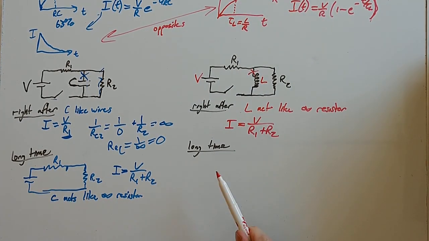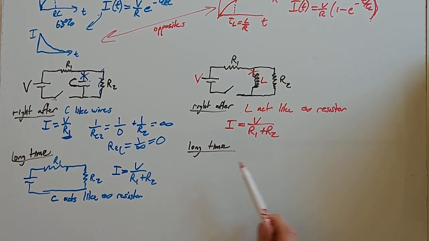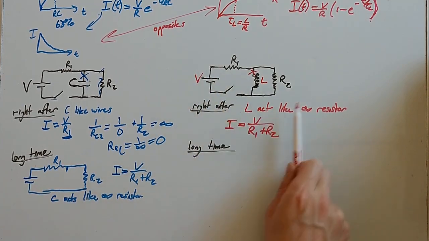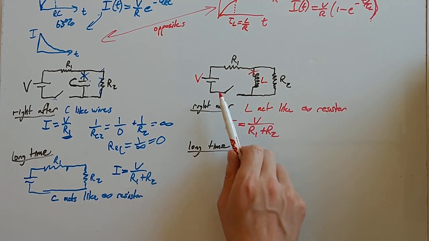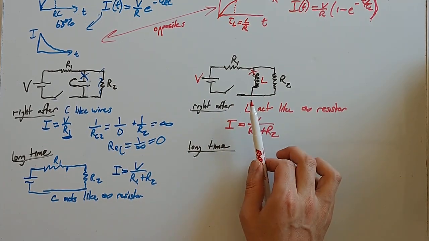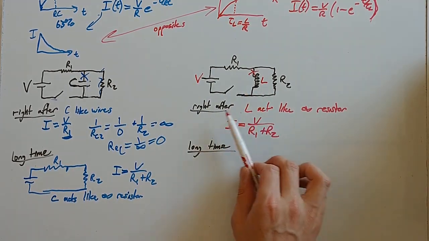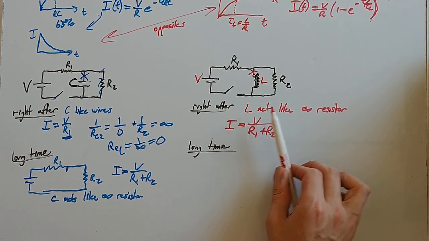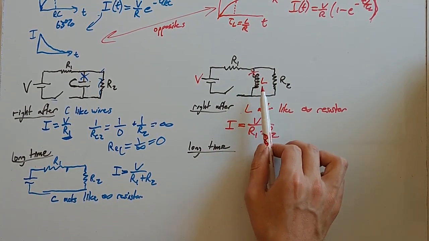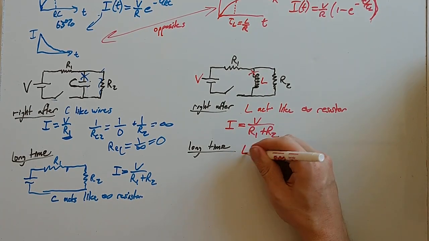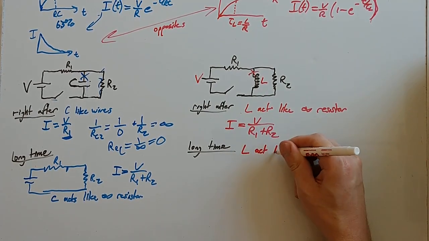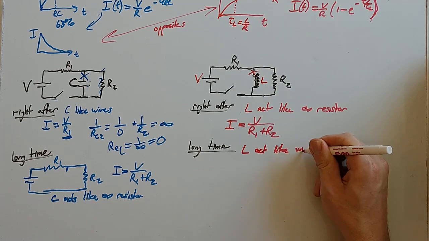Well, after a long time, can you see where we're going with this? After a long time, we've ramped things up. We've got all the current flowing. And so there's no changes happening basically after a long time. There's very little change. And if there's very little change, inductors are happy with that. They're not going to fight back. They're just going to act like wires.